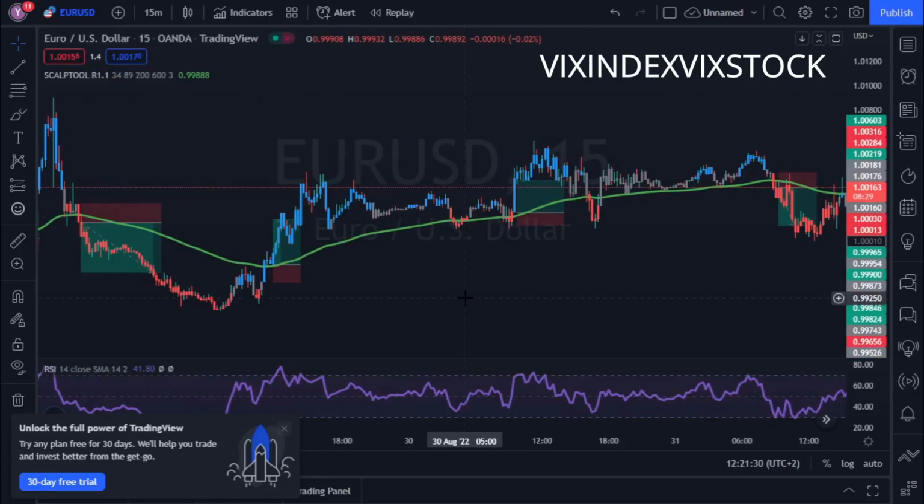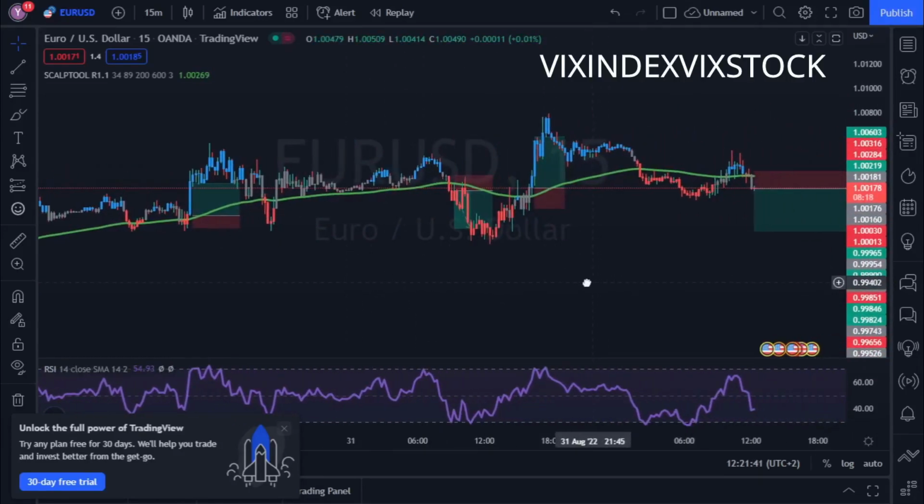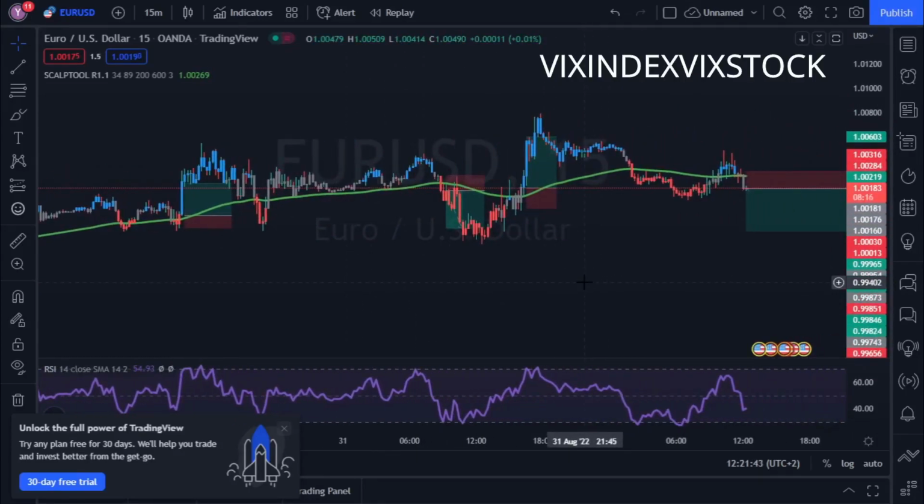Obviously, it's on TradingView, and then you can place your trades on MetaTrader 4, MetaTrader 5 if you are still using MetaTrader, or cTrader, or whatever platform that you are using. I'm just showing you something that you can use in your trading.